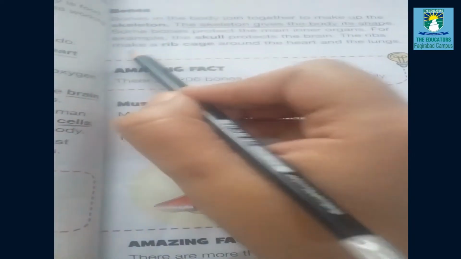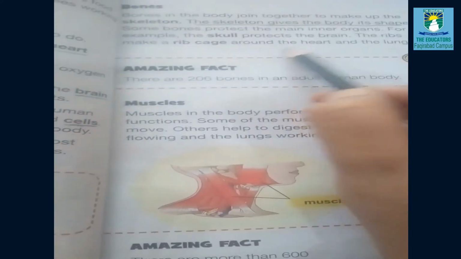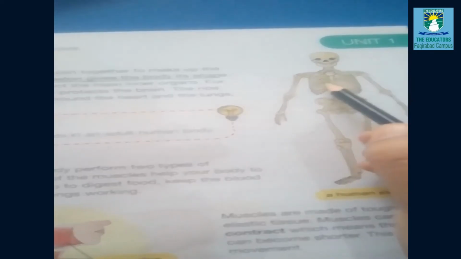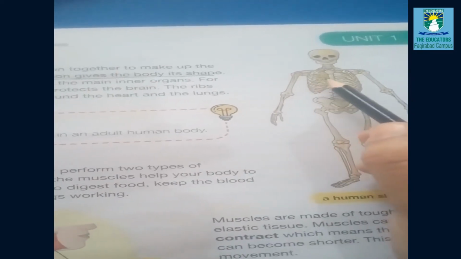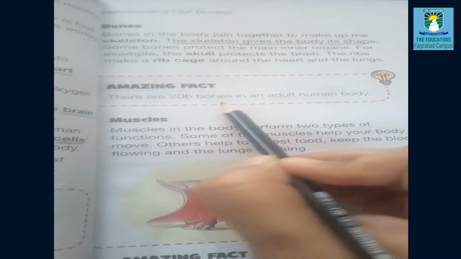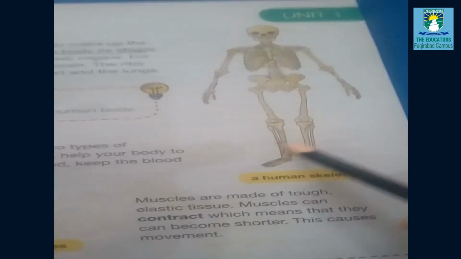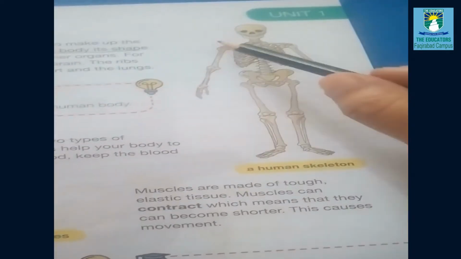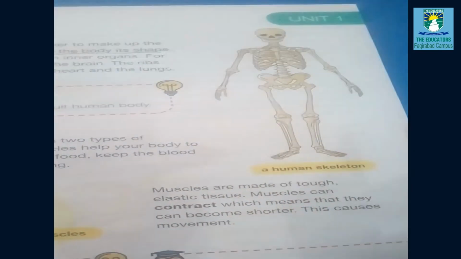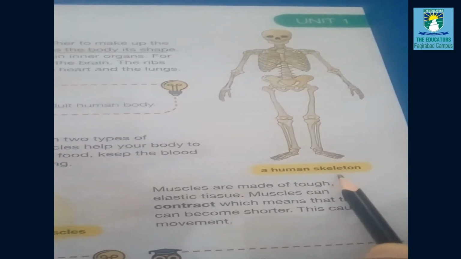The ribs make a rib cage around the heart and the lungs, which also protects them. Amazing fact: there are 206 bones in an adult human body. Look at this picture. It's a picture of the human skeleton.